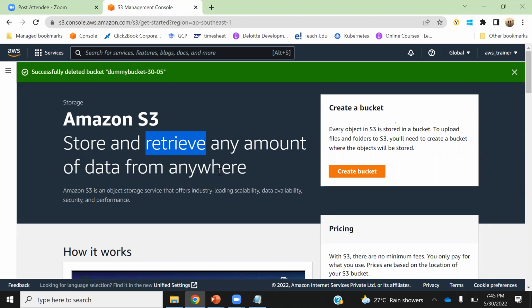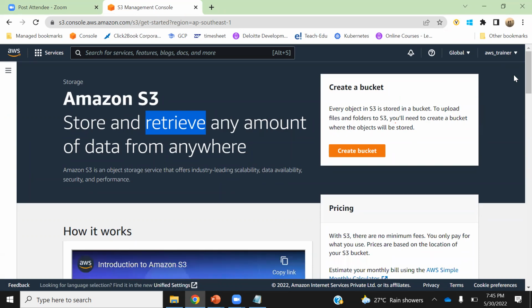Okay, so whenever it comes to storage, the memory limit is a constraint. So cloud gives you unlimited storage. So how can cloud give me unlimited storage? Because at the end of the day, you are paying for it.